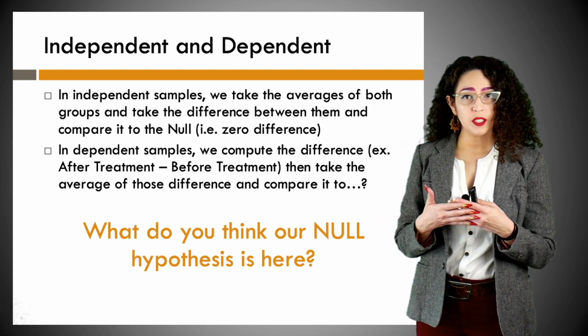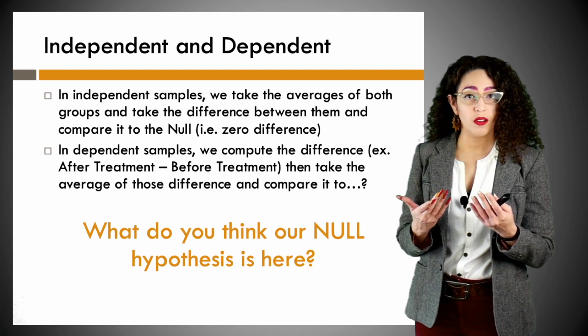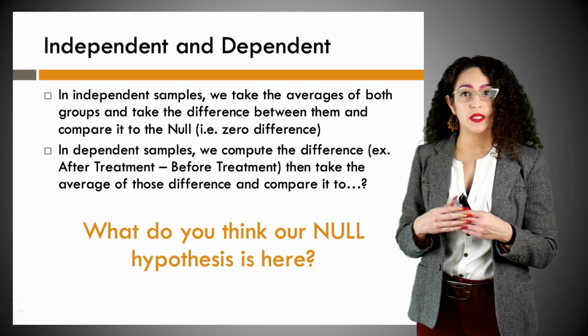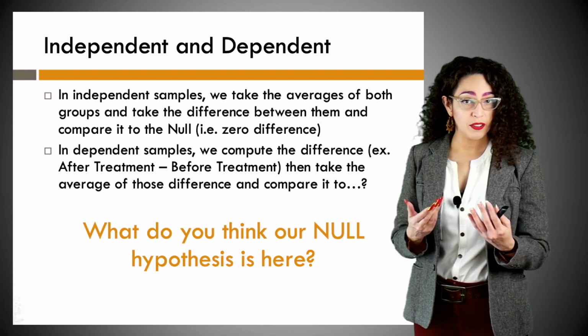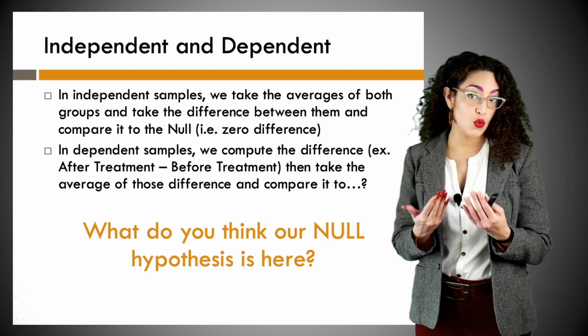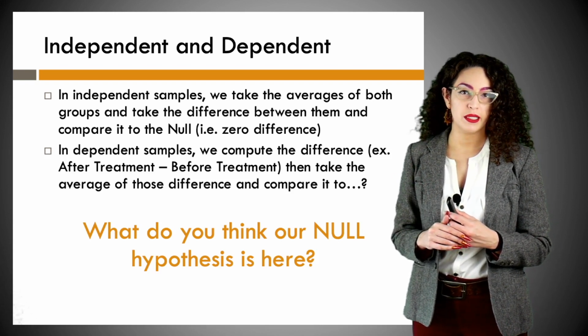In independent samples, we take the average of both groups and take the difference between them and compare it to the null, usually that there is zero difference between the groups. In dependent samples t-tests, we compute the difference of before and after treatment, then take the average of those differences and compare it to... What do you think the null hypothesis is going to be for our dependent samples t-test?